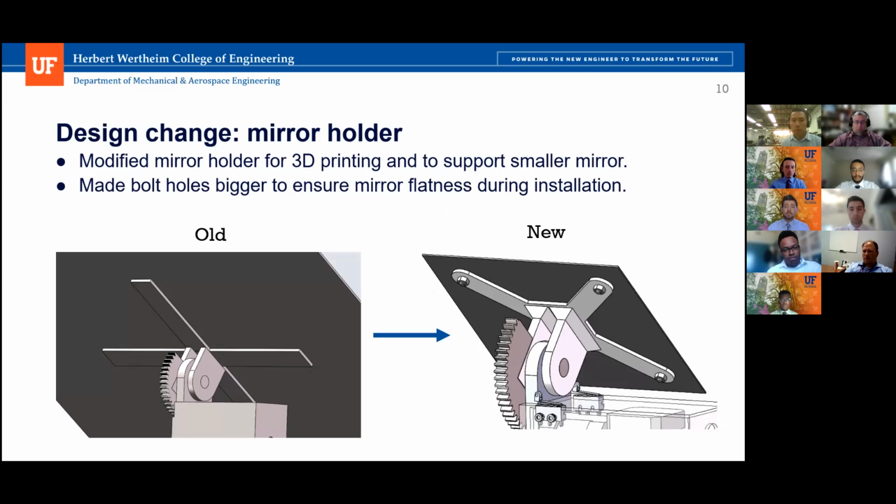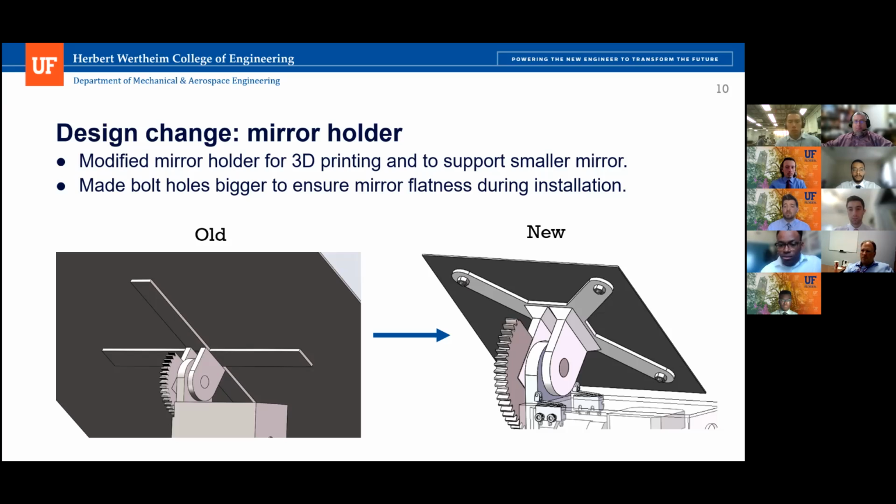Another design change we made, as Marco said, was the mirror holder. The original mirror holder was designed to hold a 0.5 meter by 0.5 meter mirror in high winds. And we just thought that that was unnecessarily excessive for our testing purposes of a 6 inch by 6 inch mirror. So we redesigned the mirror holder and optimized it for 3D printing. And the result is what you see here on the right.